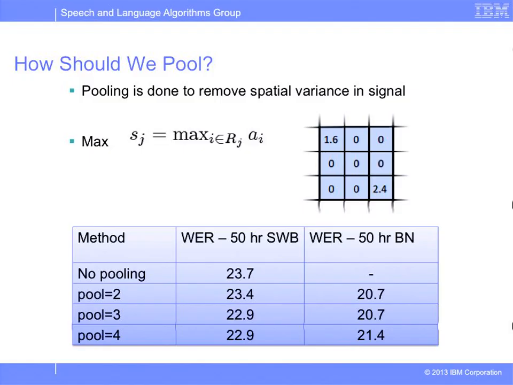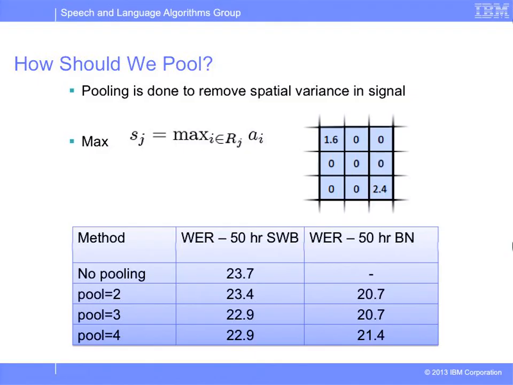Okay, we also looked at what type of pooling strategy, how we should pool, and what the size of the pooling window should be. The way pooling works is you have a time frequency patch that you want to pool over, and the most common approach is just to pick the max of this. We compared pooling for both Switchboard and Broadcast News. The reason we wanted to compare both is that Broadcast News is 16 kilohertz and Switchboard is 8 kilohertz, so we wanted to see if there was any difference in the pooling between the two.